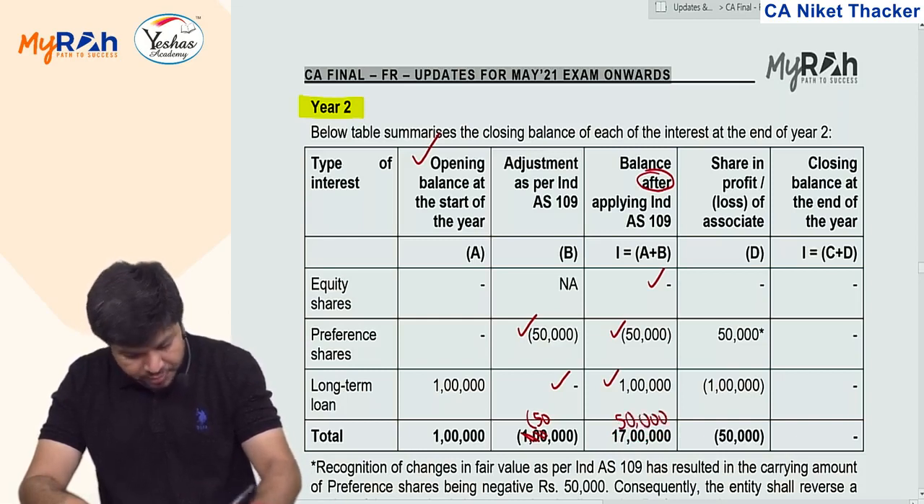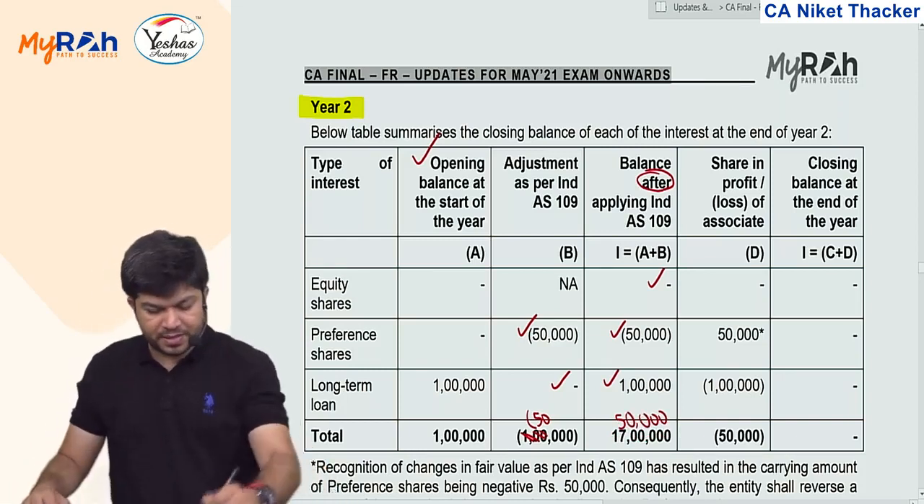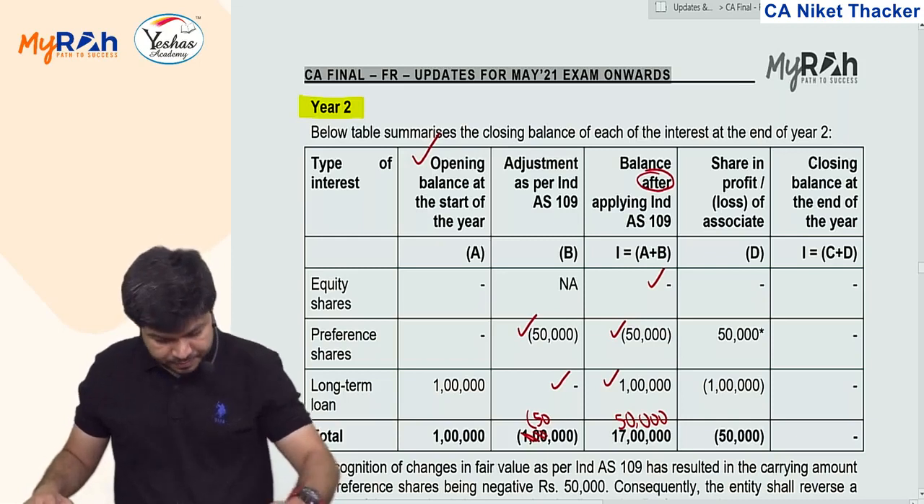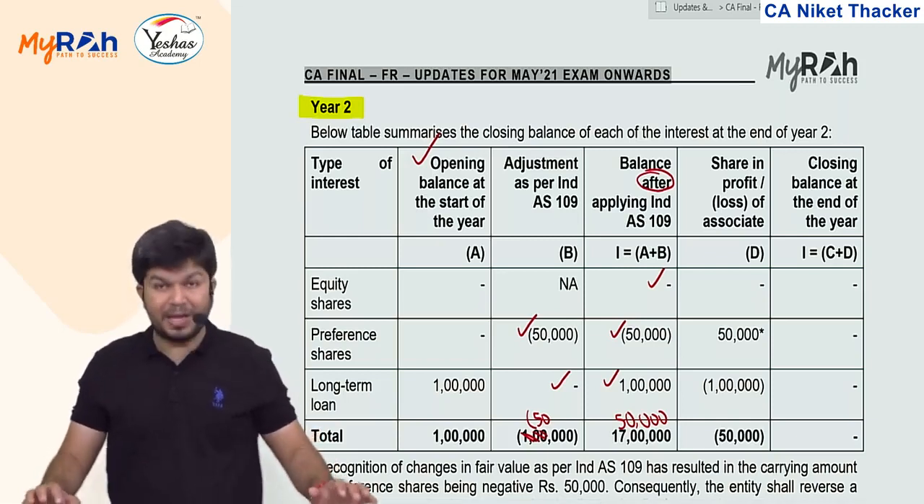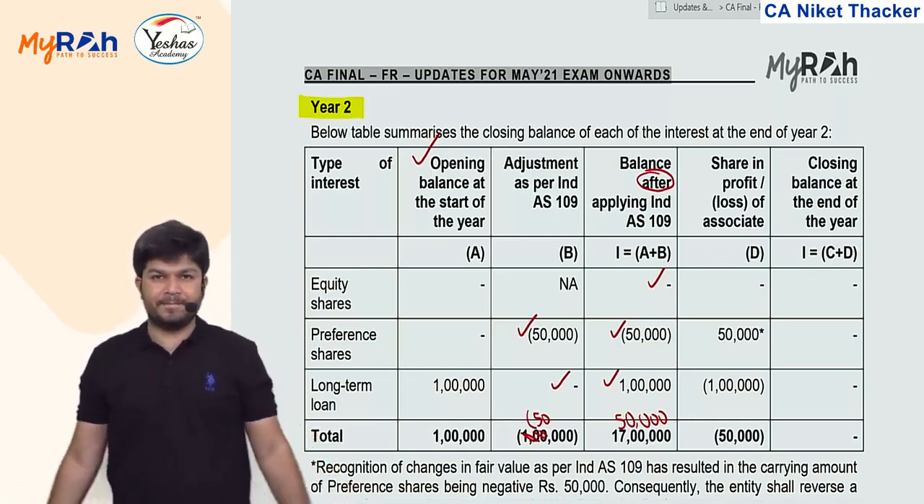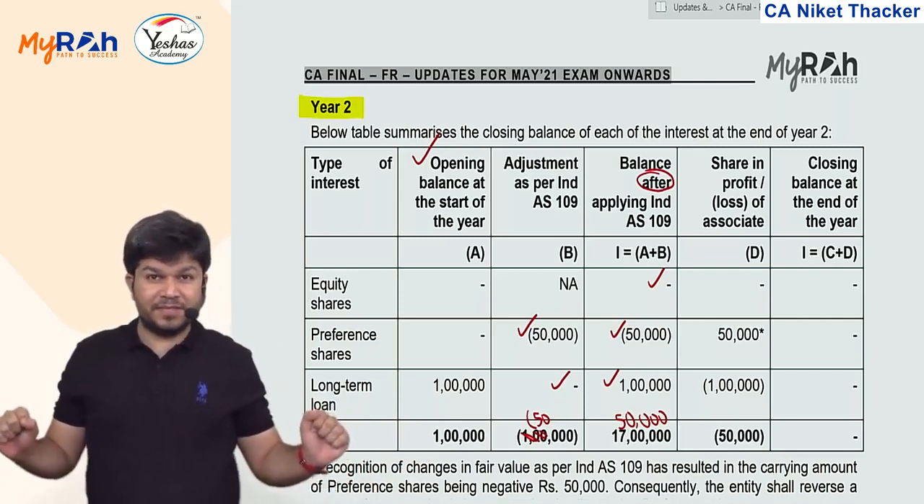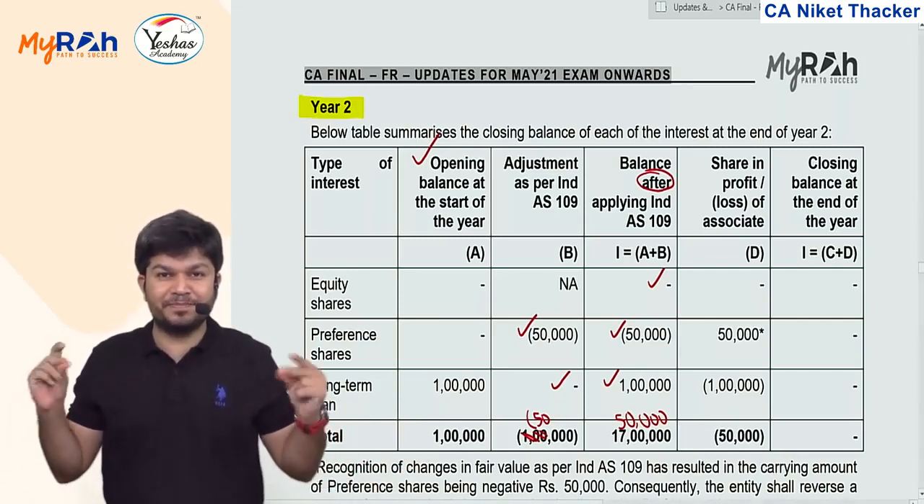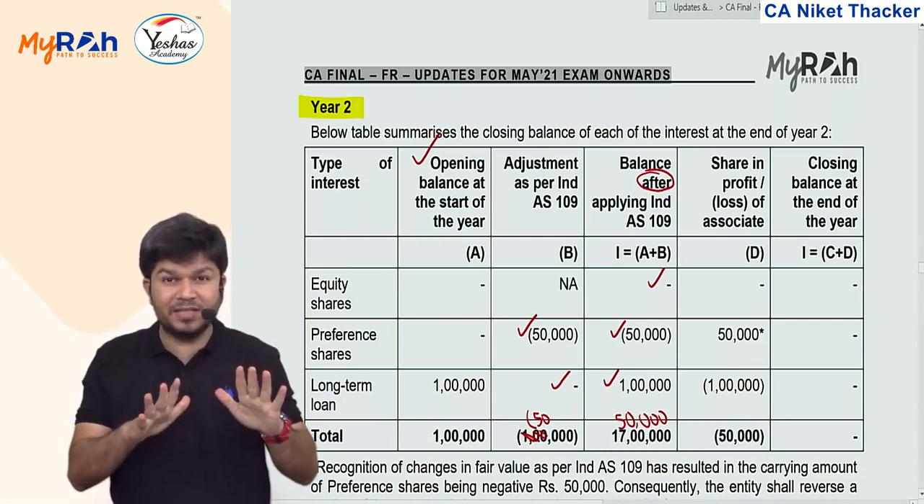So I have a balance of only 50. This is negative 50, this is 1 lakh. Positive 50 is the balance. I have balance 50. Now what should I do? Done with Ind AS 109.